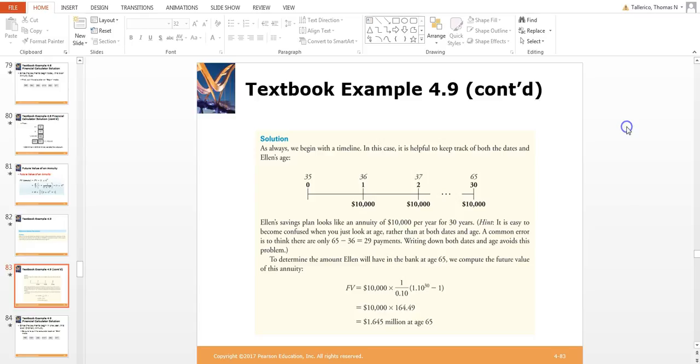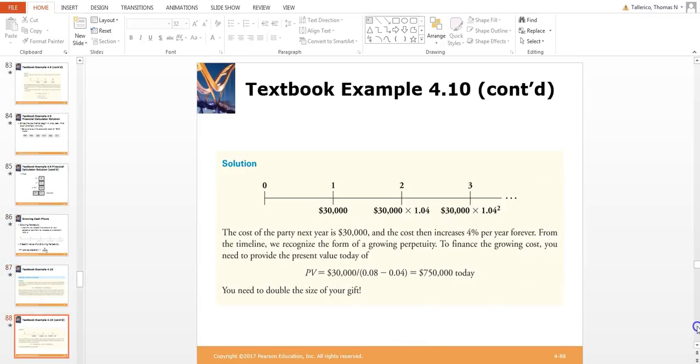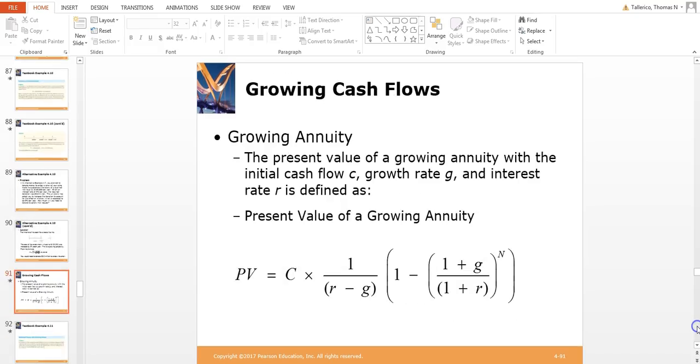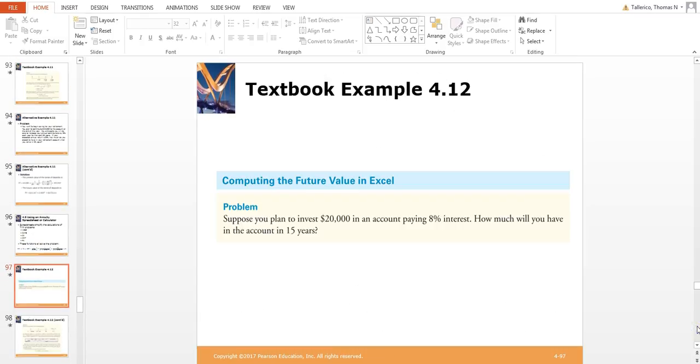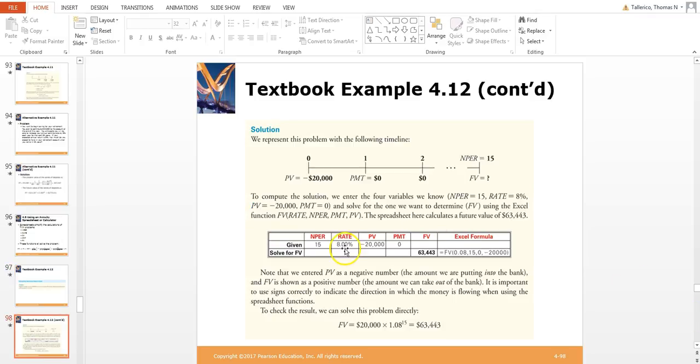All right, so the other thing I wanted to mention to you was there are slides, and I'll jump up in the slides where they do talk about using Excel with future value. Here we are, this is slide 97, computing the future value in Excel. Suppose you plan to invest $20,000 in an account paying 8% interest. How much will you have in the account in 15 years? And you can see they clearly do that here. Here's the numbers they put in.